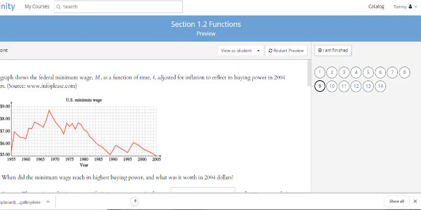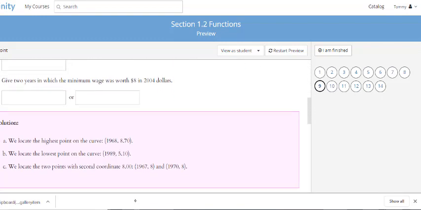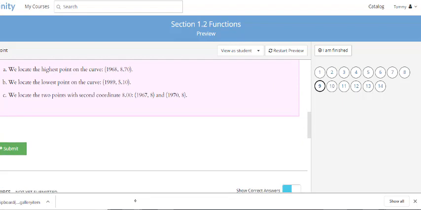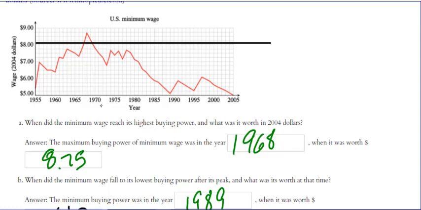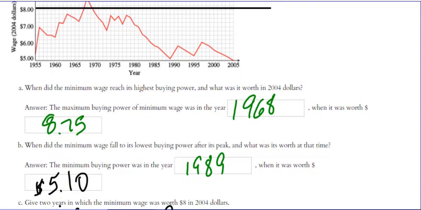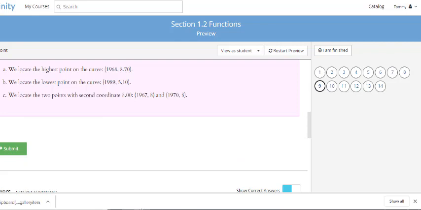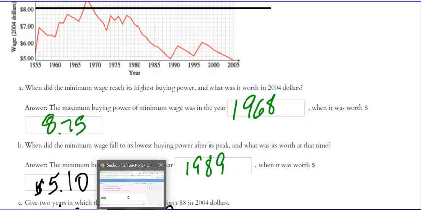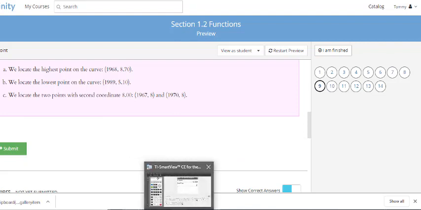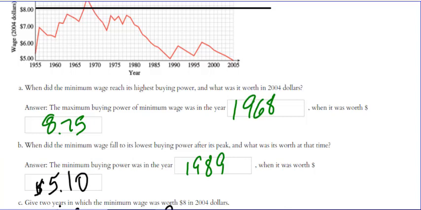So that's what I would say. Now let's go check it and see what they're saying the answers are. They're saying 1967, 1970 for the years down here. I just don't know about that. Let's see. No, I'd say 1969. But anyway, 1968 and 1989. So, yep, boom, boom. And they said 8.70 and 5.10. So I was 8.75 and 5.10. So good.